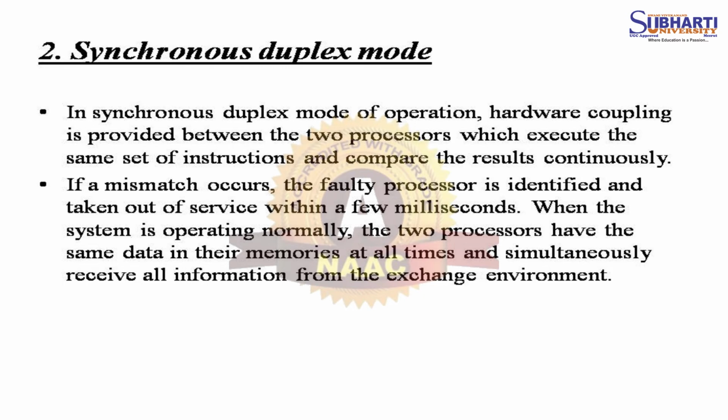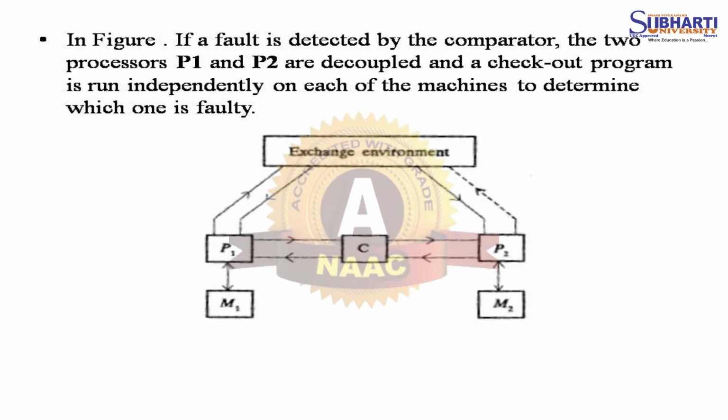When the system is operating normally, the two processors have the same data in their memory at all times and simultaneously receive all information from the exchange environment. In the figure, if a fault is detected by a comparator, the two processors P1 and P2 are decoupled and a checkout program is run independently on each of the machines to determine which one is faulty.